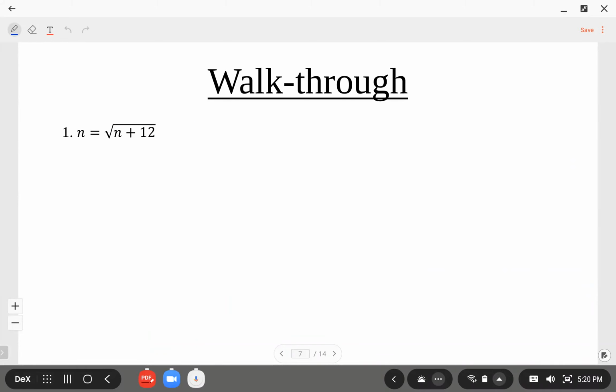So now for our walkthrough. Actually, this isn't a walkthrough, it's review problems. So, can anybody solve this equation? If you don't know, oh well.